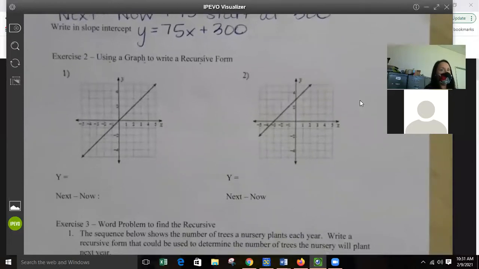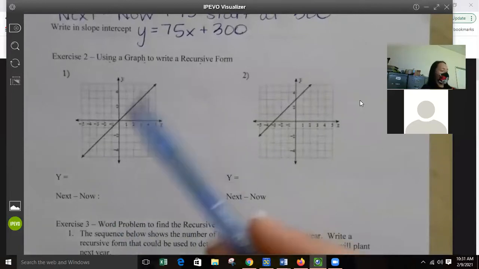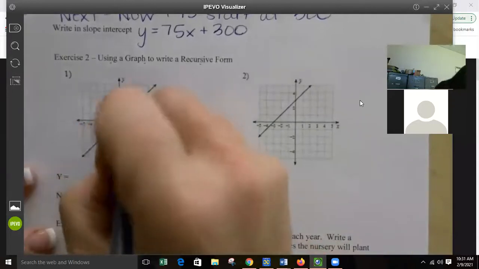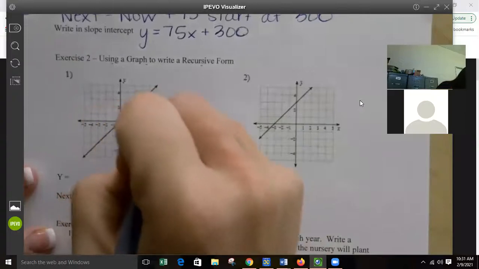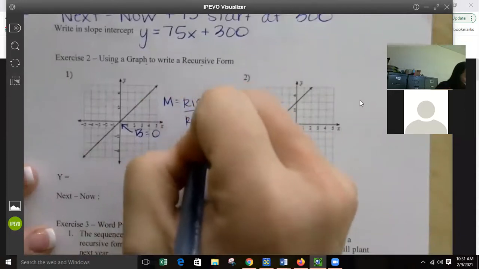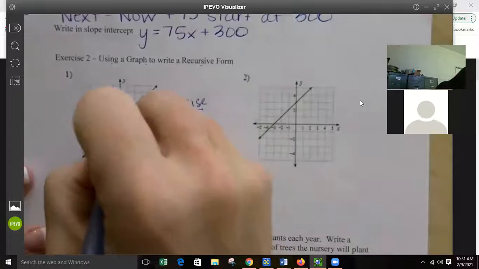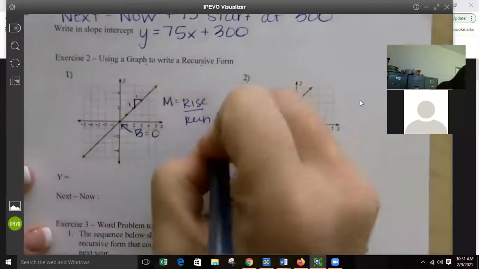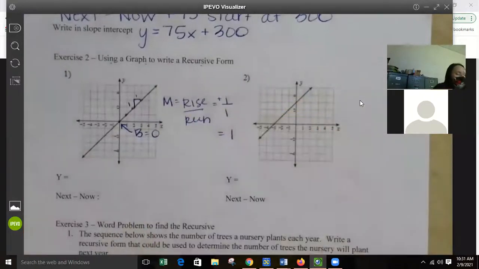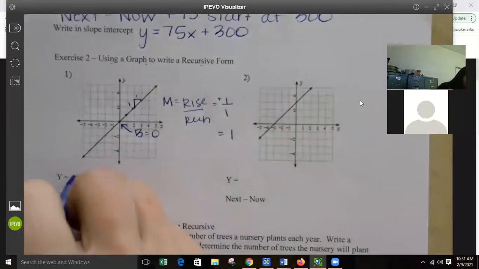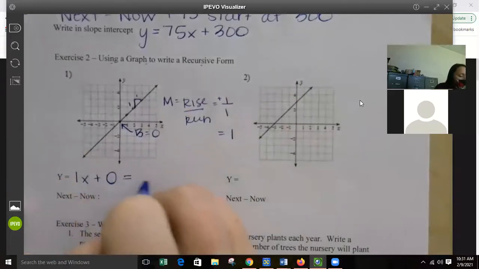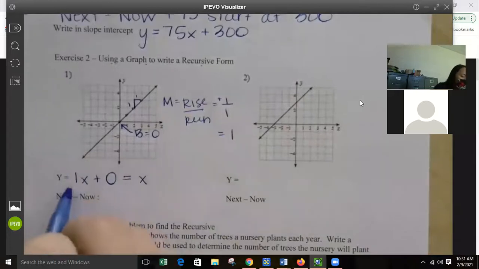Okay. All right, using the graph to write a recursive form. How do we start? Where do we start right here? Remember, we're just finding our equation first. So where do we start? So that's your B. And then you need to find my M, or my rise over run when I'm talking about a graph. And is it positive or negative? So that simplifies down to a positive 1. Okay, so your y equals 1x plus zero. Or it's just going to be x. It doesn't matter.